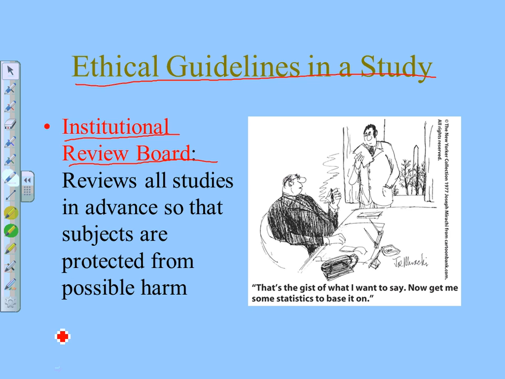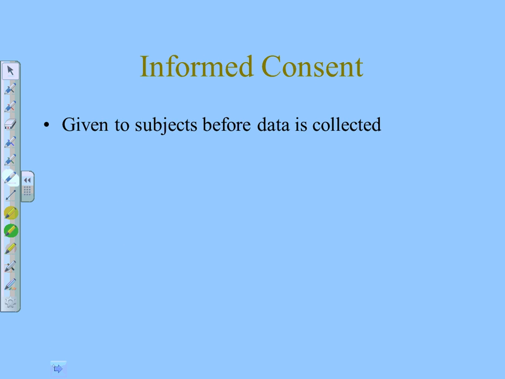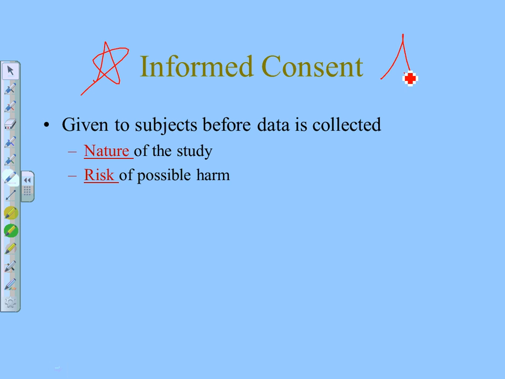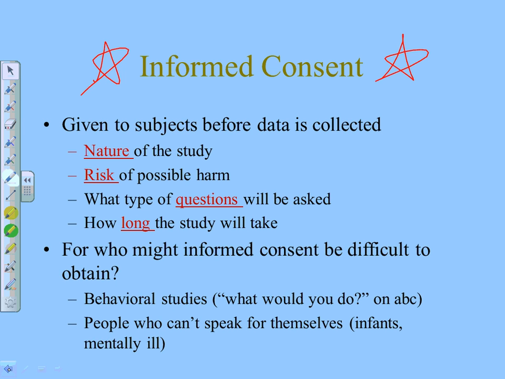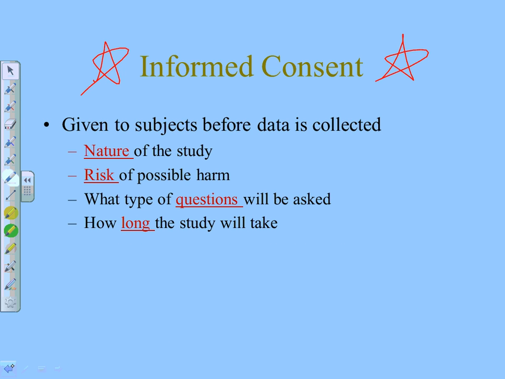What does it mean to be ethical with your experiment? Well, there's stuff that you need to make sure you do. You must receive informed consent. This title is important. Informed consent means you must tell the people in your experiment what you are studying, the risk of possible harm, the questions that you're going to be asking, and how long it will take. If you do not do that, your experiment will probably not be valid.